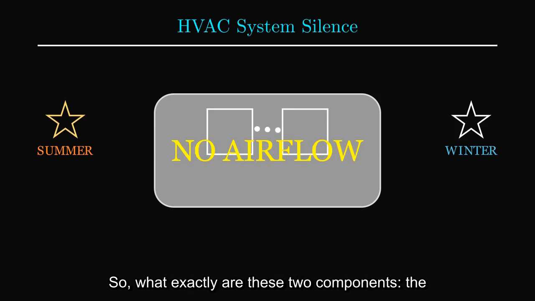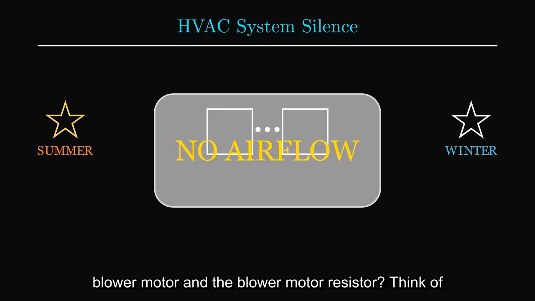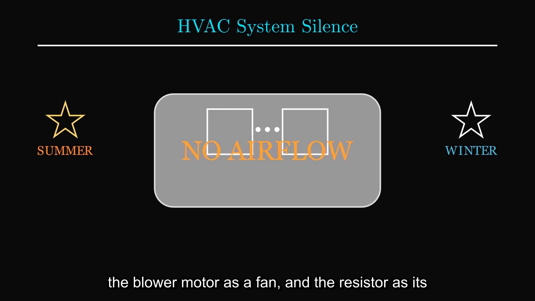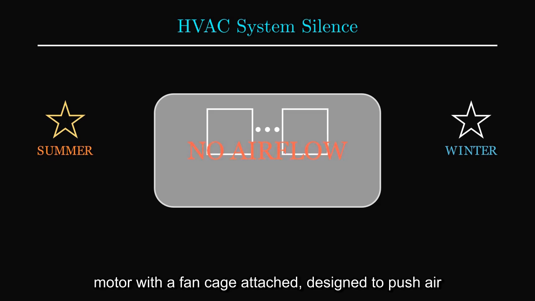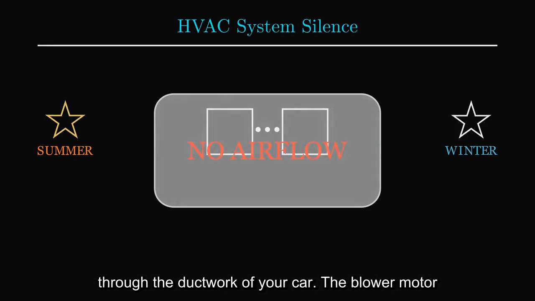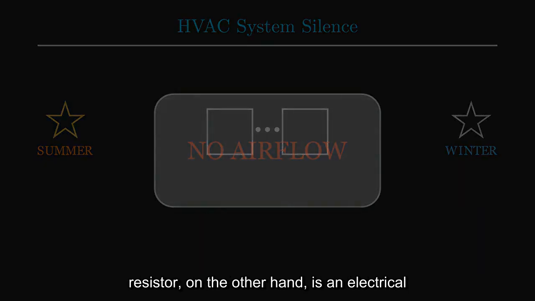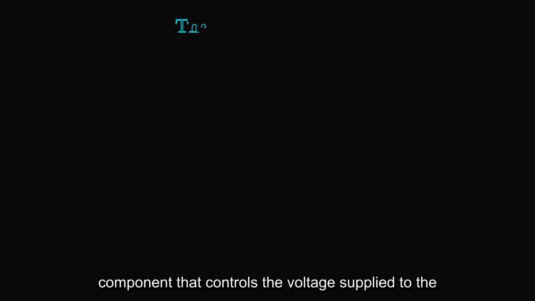So, what exactly are these two components, the blower motor and the blower motor resistor? Think of the blower motor as a fan, and the resistor as its speed controller. The blower motor is an electric motor with a fan cage attached, designed to push air through the ductwork of your car. The blower motor resistor, on the other hand, is an electrical component that controls the voltage supplied to the blower motor, thereby regulating its speed.